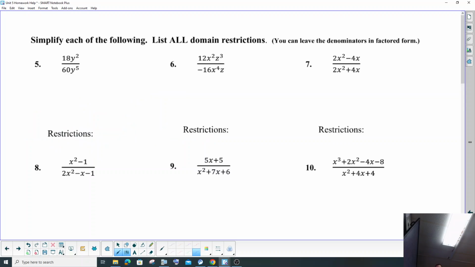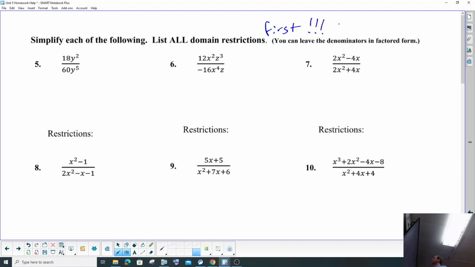All right, so here's our main lesson. And so our main lesson is we want to simplify each of the following. We want to list all the domain restrictions. You can leave the denominators in factored form. So whatever's left, you can just leave it in factored form. And we want to list all the domain restrictions first, right? We want to list them all first.